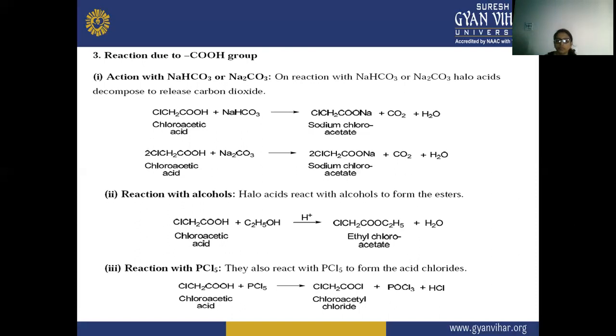Again, when reacting with PCl5, these halo acids also react. Alpha halo acids react with phosphorus pentachloride, and there is a formation of acetyl chloride here, plus POCl3 plus HCl.